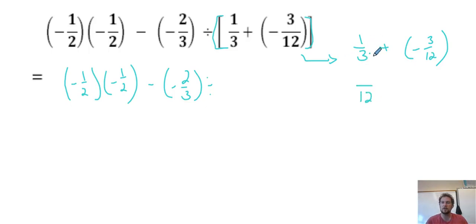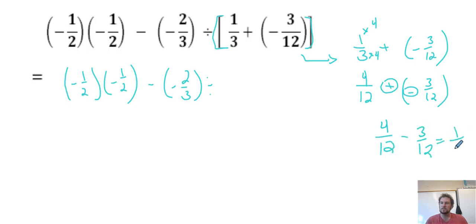So how do I turn a 3 into a 12? Well, I multiply it by 4. So then I have to take that 1 and multiply it by 4. So I get 4 over 12 plus negative 3 over 12. Okay, well now a positive and a negative, right? When I'm adding a negative, it is the same thing as a subtraction. So 4 over 12 minus 3 over 12 is equal to 1 over 12. So my answer here is 1 over 12.